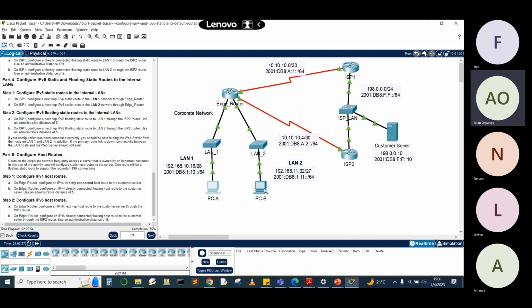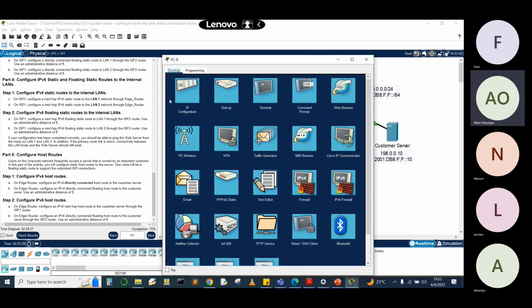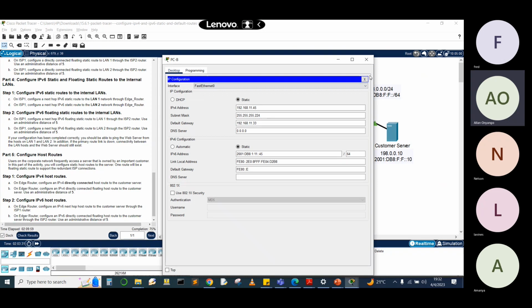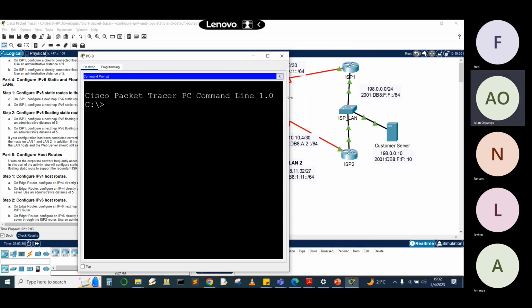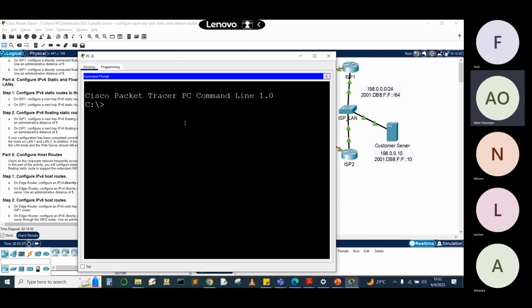Let me ping from LAN 2. Ping the server. It has IPv4 and IPv6. Well done. And so let me ping these guys here. I'm going to ping the server, both IPv4 and IPv6 addresses of the server.